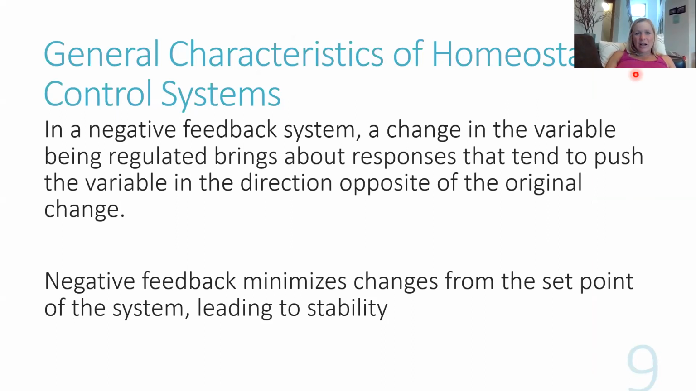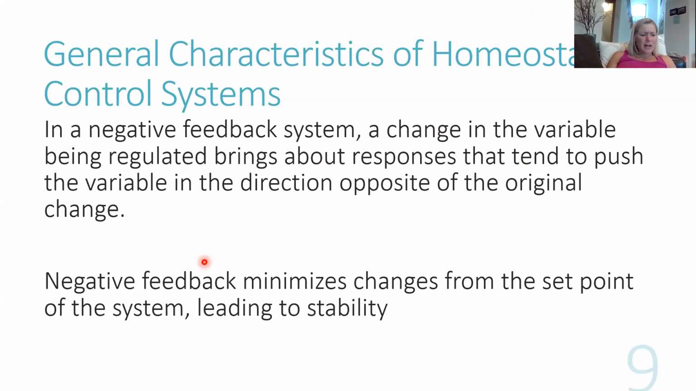So again, general characteristics of homeostatic control mechanisms. With a negative feedback system, this basically describes what we just mentioned in that previous example. When we have negative feedback, a change in the variable being regulated brings about responses that push that variable in the opposite direction of the original change. So as I start to get hot, this effector or response is going to allow me to start to get cooler. It goes in the opposite direction of whatever that original change was. Negative feedback minimizes change from the set point of the system. So this helps us to maintain stability within the body, which is very good.